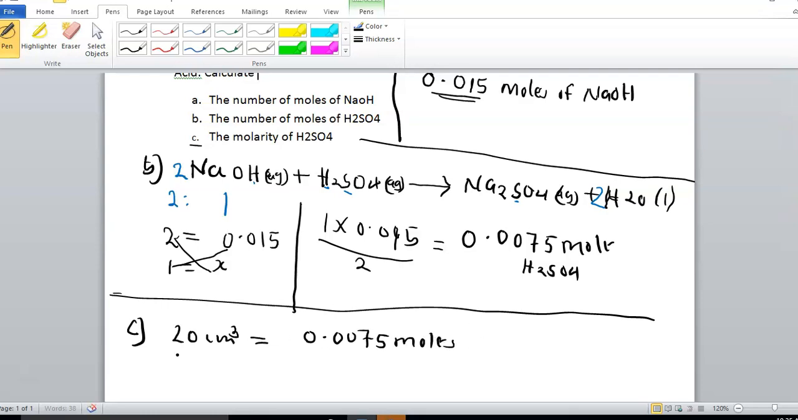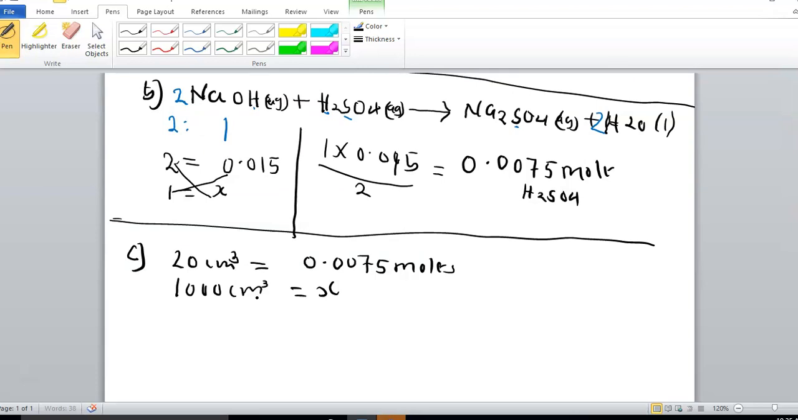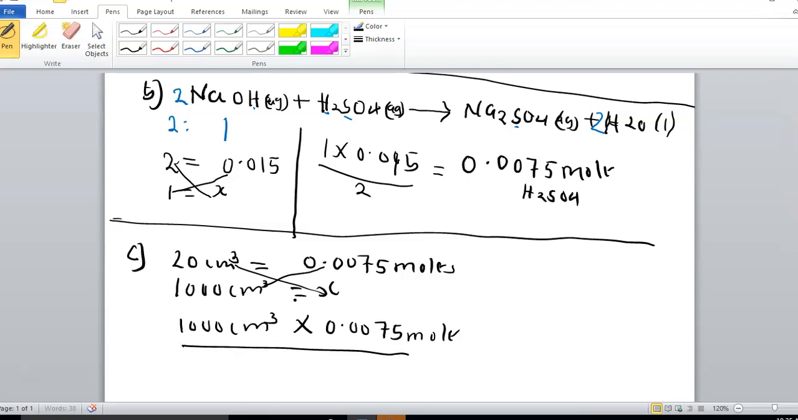Then molarity in terms of volume is equal to 1000 centimeter cubic. That's where we get the molarity. Very simple. We do cross multiplication: we multiply 1000 centimeter cubic times 0.0075 mole, then divide by 20 centimeter cubic.